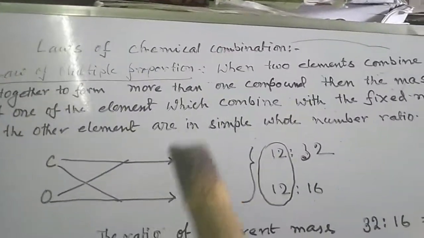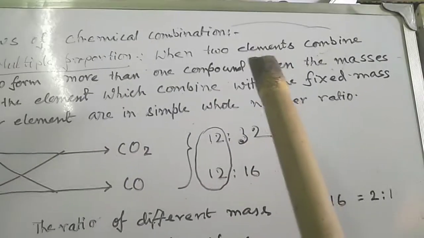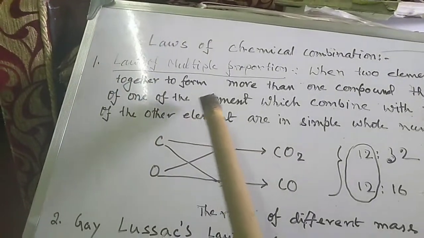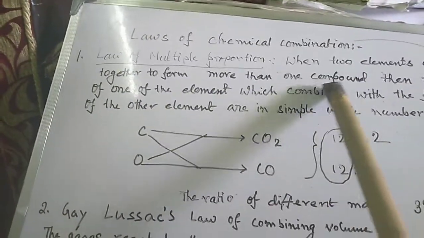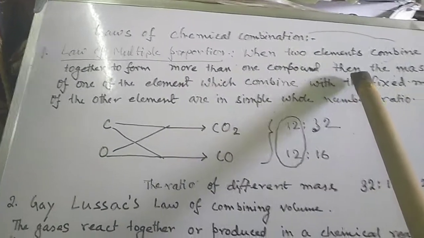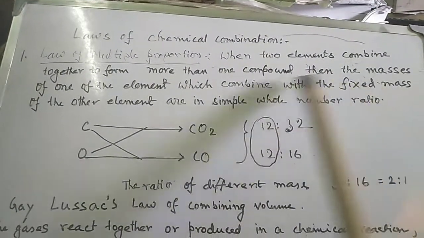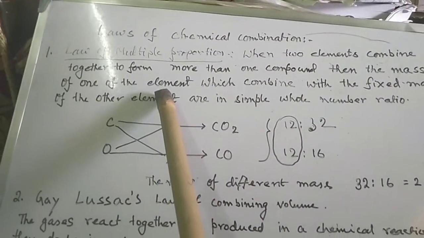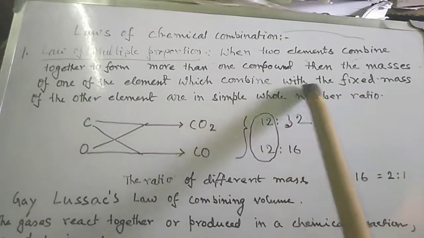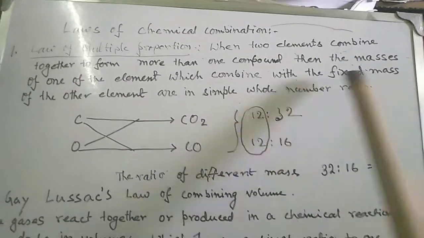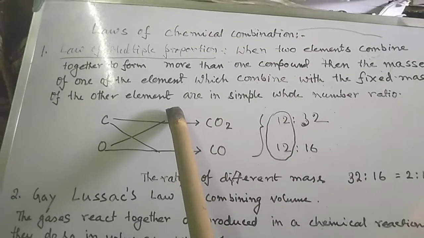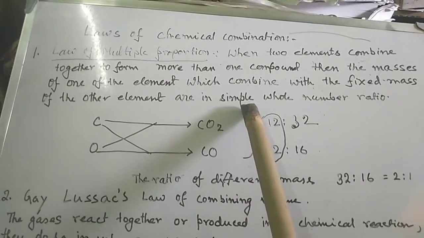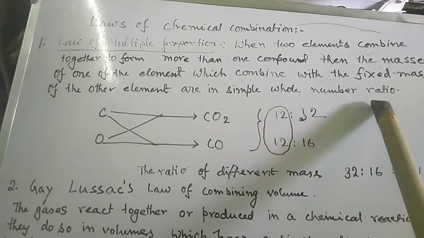Now what is the law of multiple proportion? When two elements combine together to form more than one compound, then the masses of one element which combine with a fixed mass of the other element are in a simple whole number ratio.